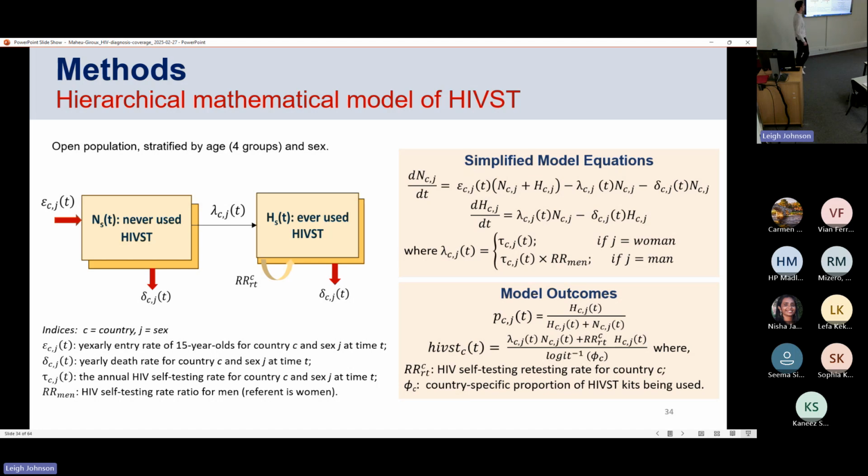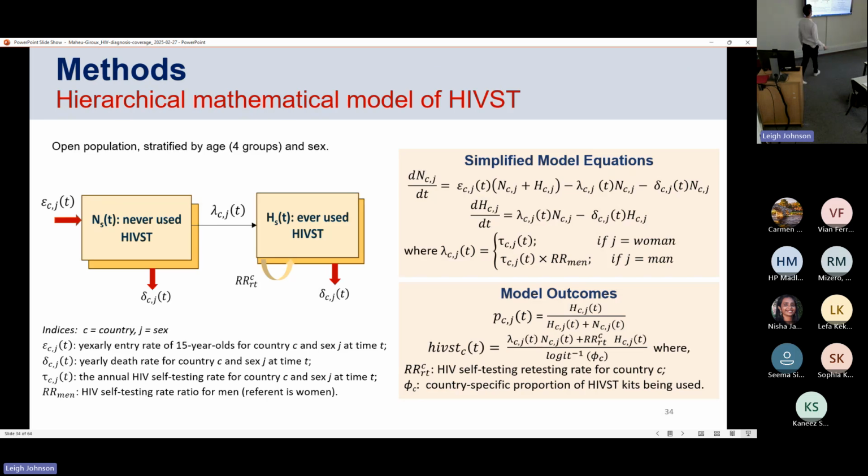But the general idea is that we can fit the model to the proportion of people who've ever used an HIV self-test from the survey, and also to the program data, the number of HIV self-tests that are being distributed.